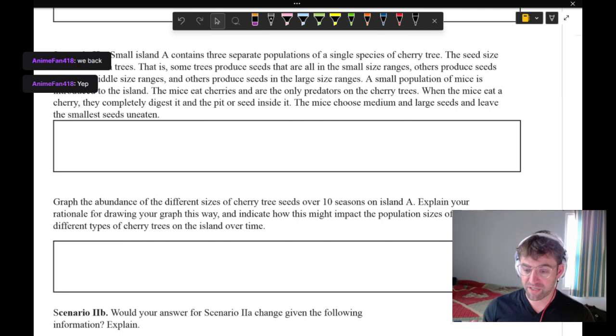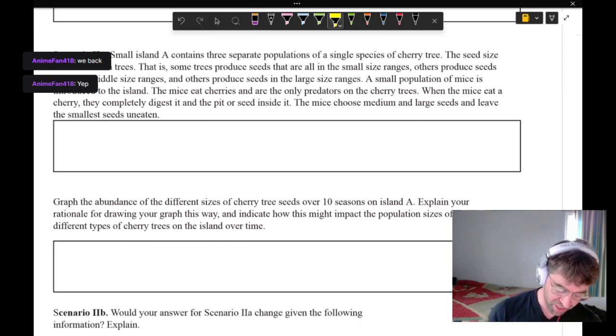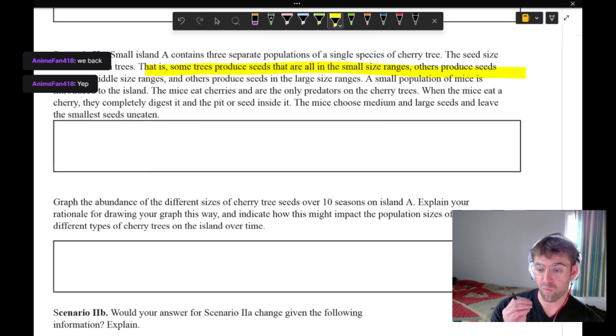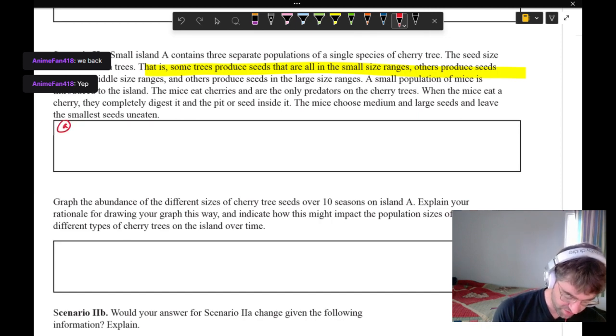So this is very much the same situation as the previous prompt, but what we've changed here is that one tree produces one size of seed, rather than having many sizes of seed within a tree. But the selective pressure is still very much the same. So A, is selection occurring? Yes.